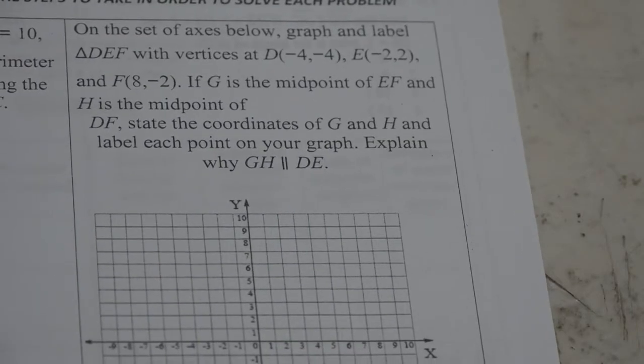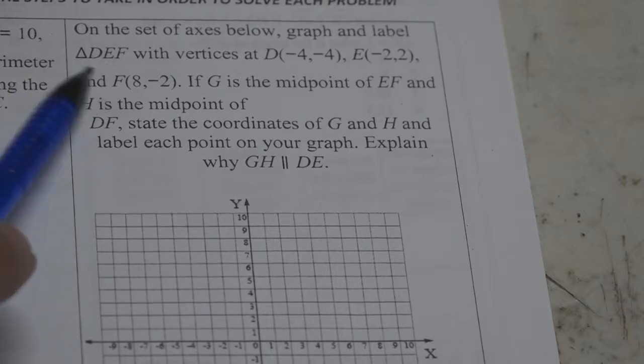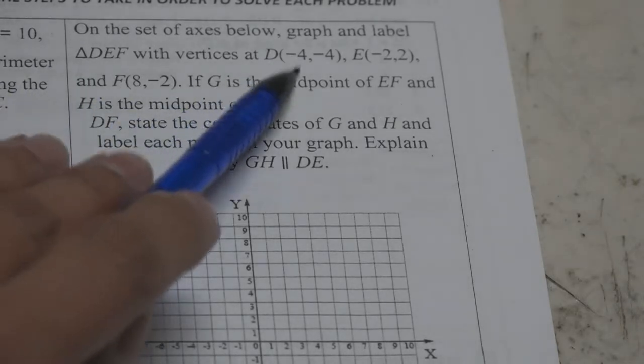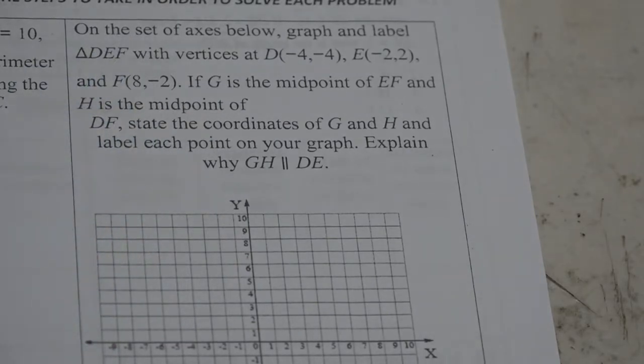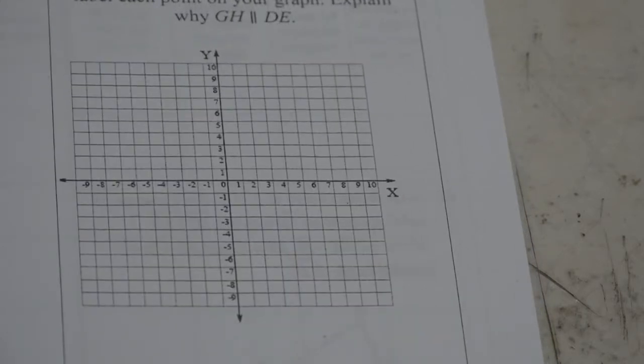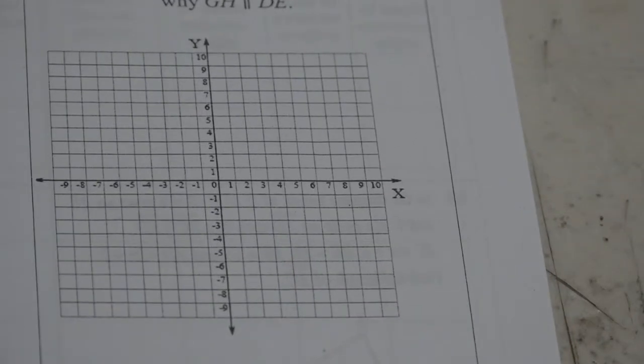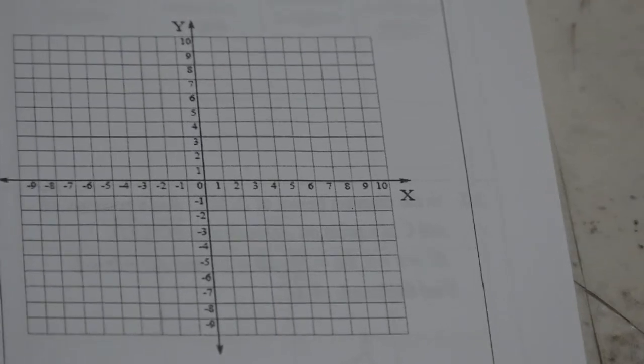All right, so on the set of axes below, graph and label D. Oh gosh, okay, triangle DEF with vertices this and that. So that is the first thing I'm going to do. Why? Because it's telling me to graph those points. So let me do it.